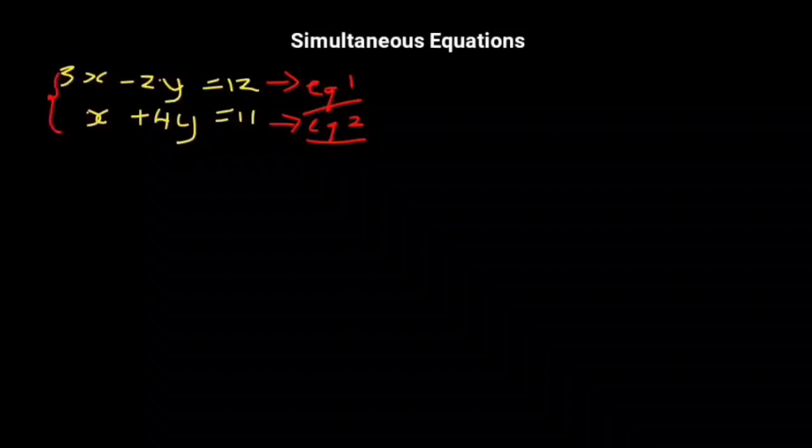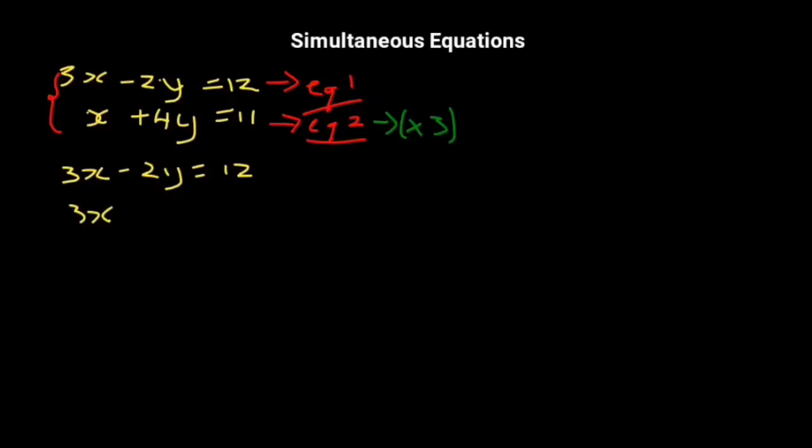Looking at our equations, we need to find the value of y or x first. So, looking at our equations, we can see that our first equation has 3x and our second equation has just x. So in order to cancel the x, we can multiply the second equation by 3 also to make it 3x. So rewriting our equations, we have 3x minus 2y is equal to 12, and remember we're multiplying everything in equation 2 by 3. So we have 3x plus 12y, which is 4 times 3, is equal to 33, which is 11 times 3.